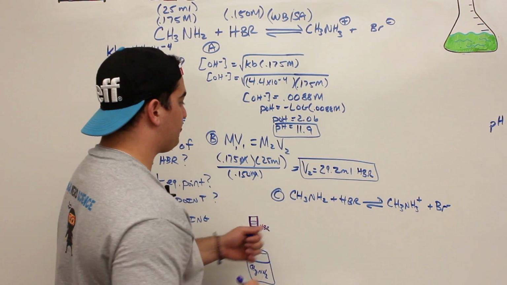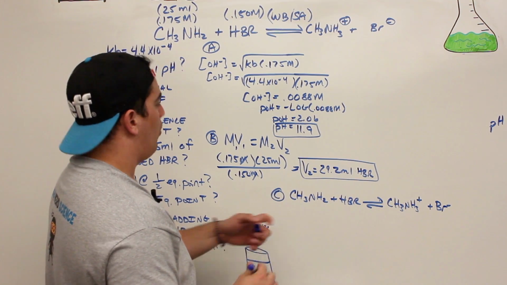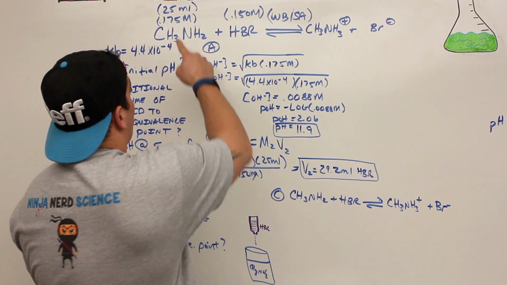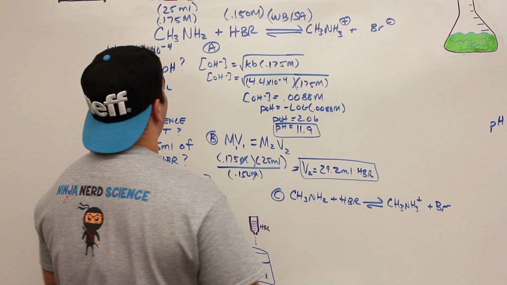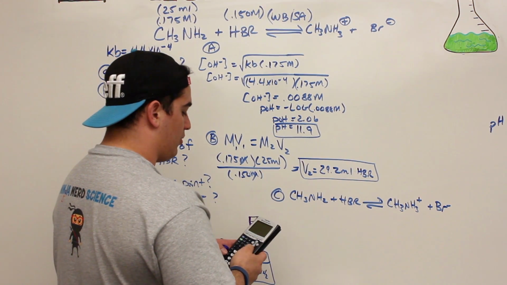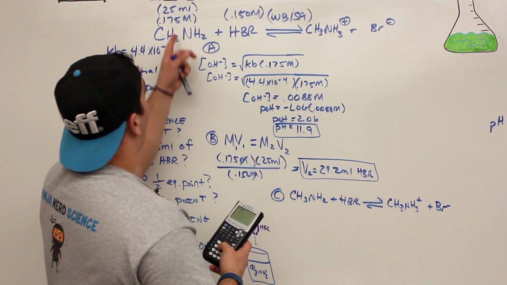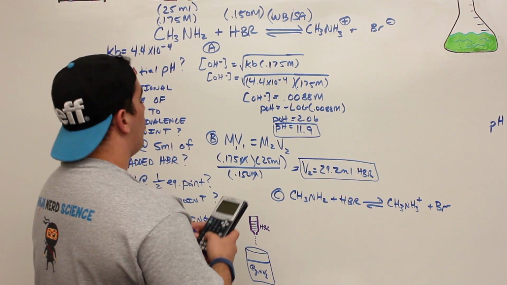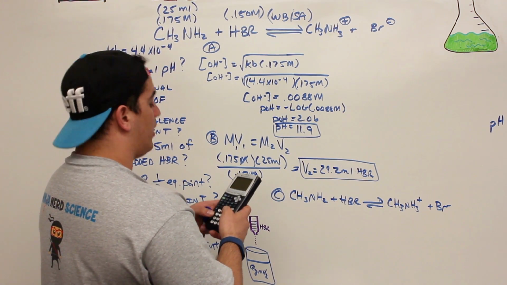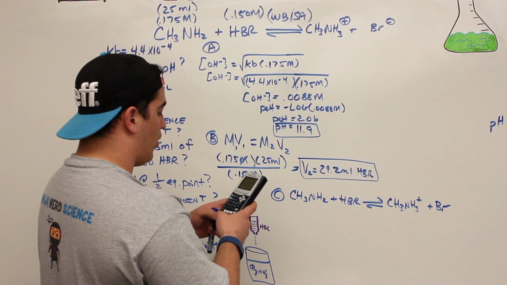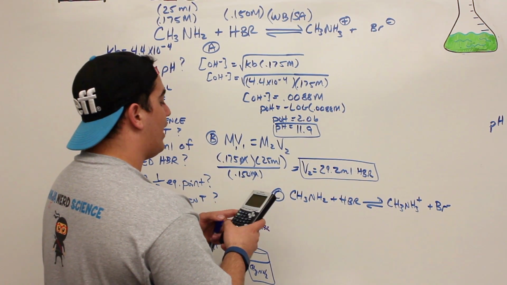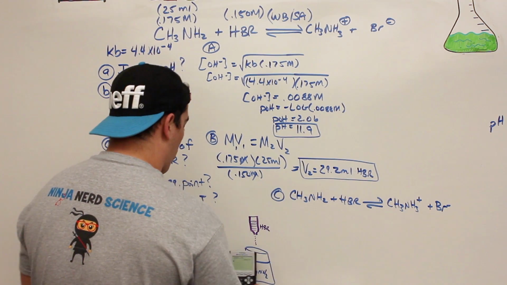Okay, now what? What was the moles of the methylamine? We never really calculated that, right? Let's do that. So what do we need to do? We need to take the volume, get it into liters, so 25 divided by 1,000, which is 0.025, and then I need to multiply by the molarity to get my moles. So I'm going to take 0.025 liters times 0.175 molarity, and I get 0.0044 moles.